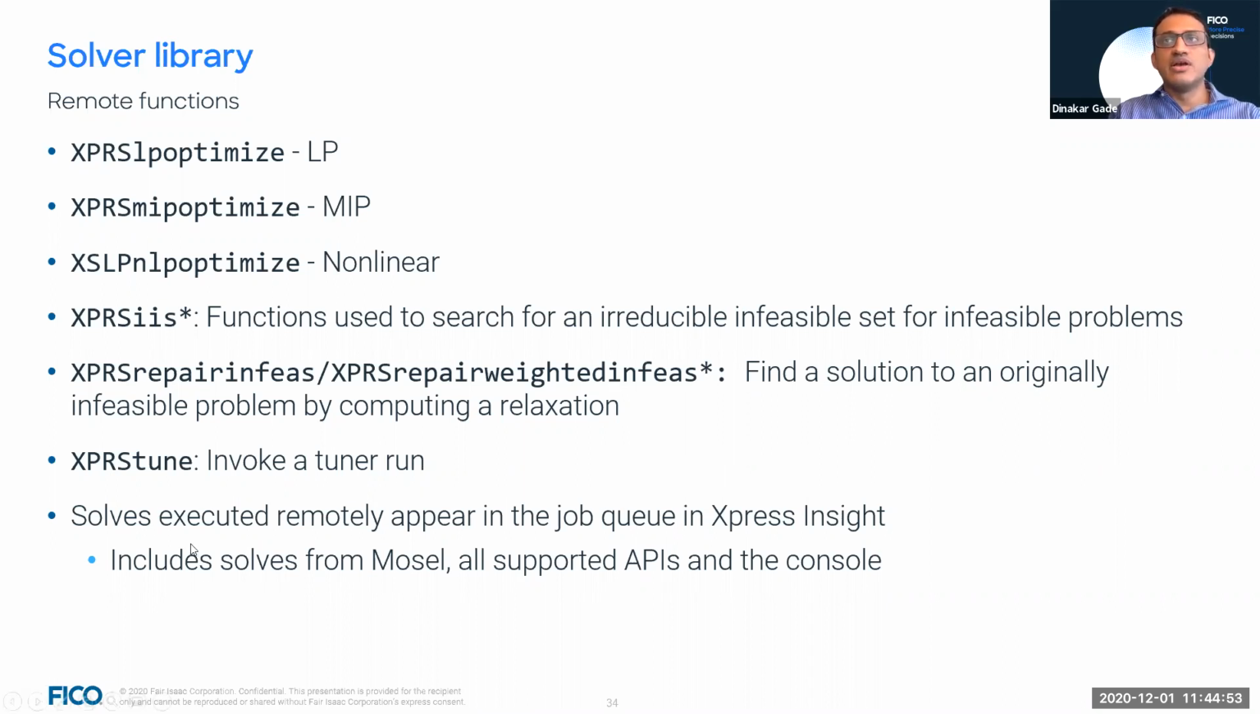This means that if you have a problem that is originally infeasible, but you want to compute a solution by relaxing bounds or constraints, then this can also be done remotely. Tuning, as we saw earlier, can be done remotely, and all the solves that are being done from any of these APIs appear in the compute interface app.